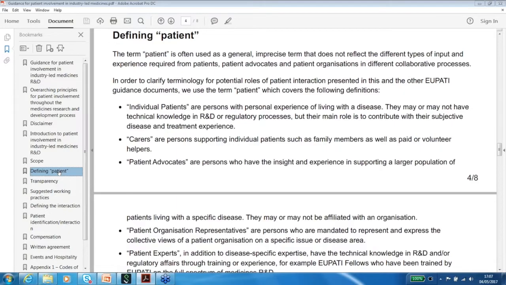In other indications like rare diseases, the patients affected might be children. So you cannot consult the children, but maybe their parents. They are also listed as carers, as being a partner to talk with. So we should see the value of every possible player and not play them out against each other.